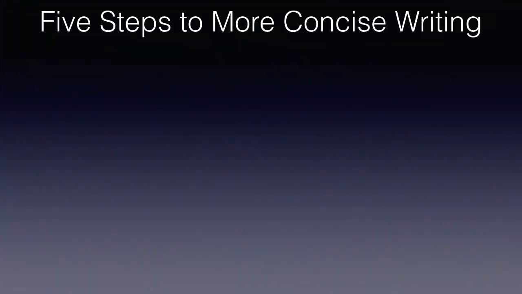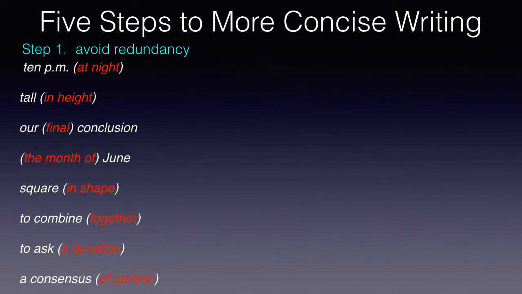Concise writing uses no more words than necessary to convey meaning. Here are 5 steps to achieve conciseness in your writing. Step 1. Avoid redundancy. Look at this list. The words in parentheses aren't necessary. They say the same thing as the main phrase.